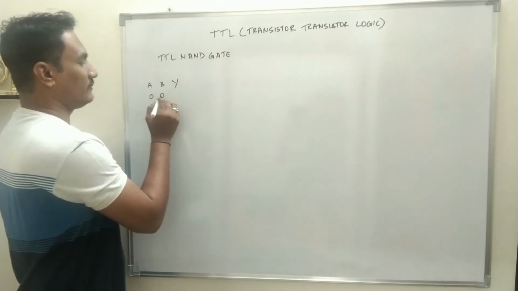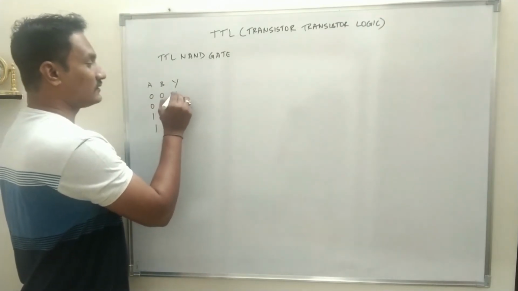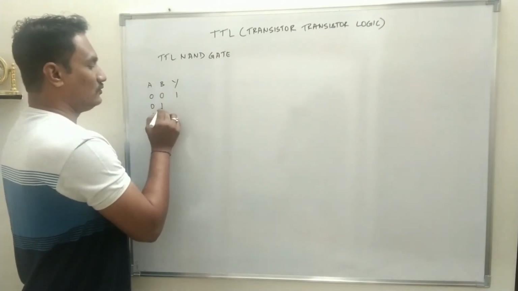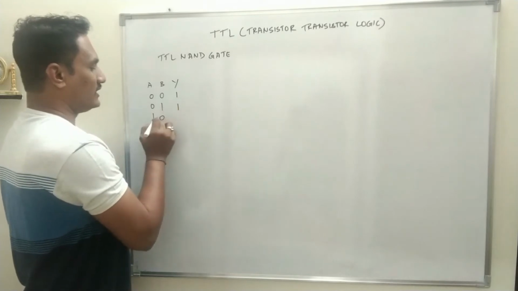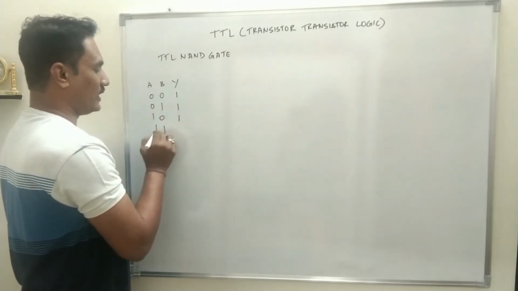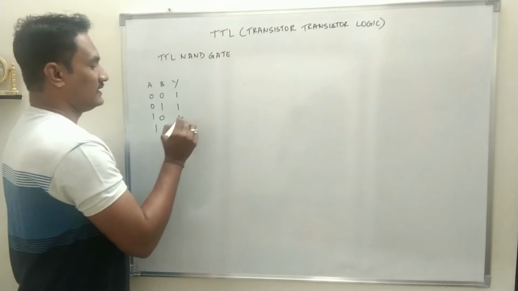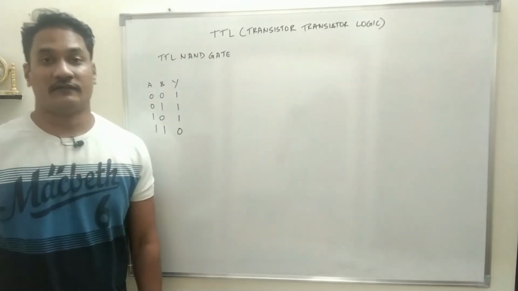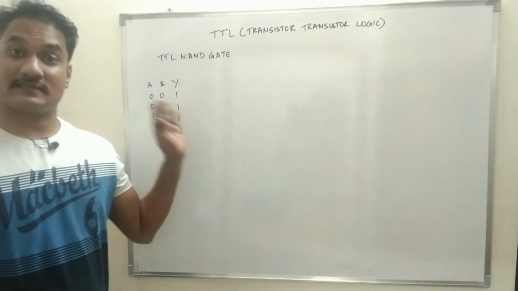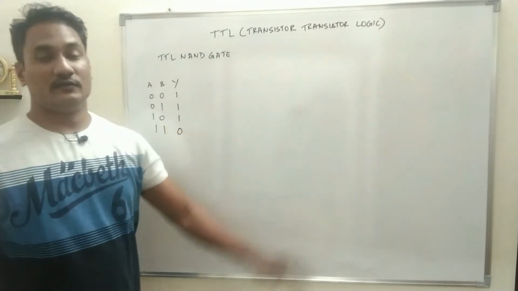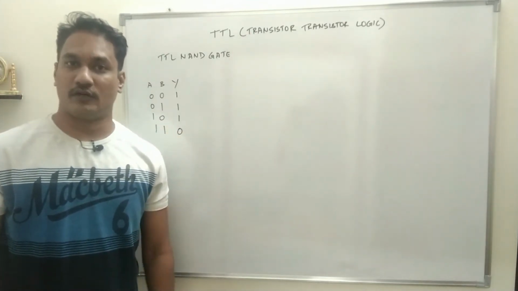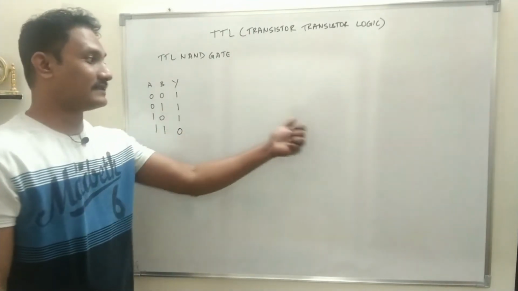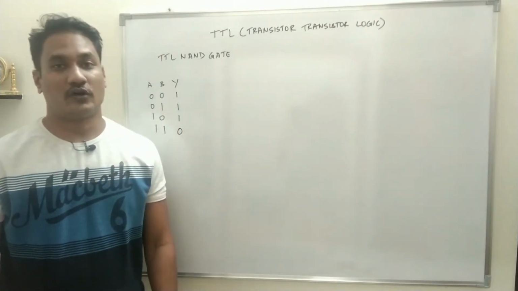So 0 multiplied by 0 is 0, inverse 1. 0 into 1 is 0, inverse 1. 1 into 0 is 0, inverse 1. 1 into 1 is 1, inverse 0. So this is the logic of the NAND gate. Let us try to design the same circuit using TTL, that means bipolar junction transistors, and let us see whether the circuit gives such an output or not.